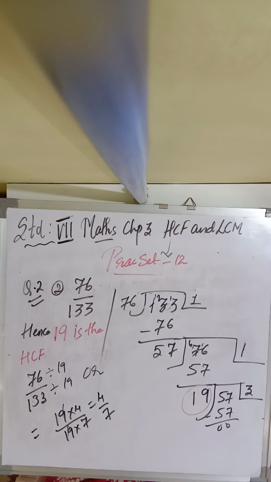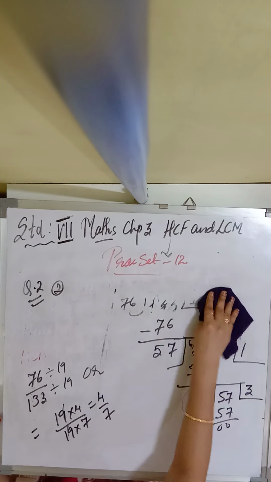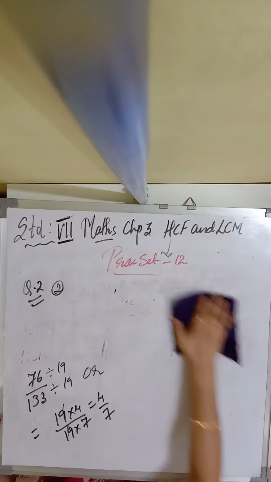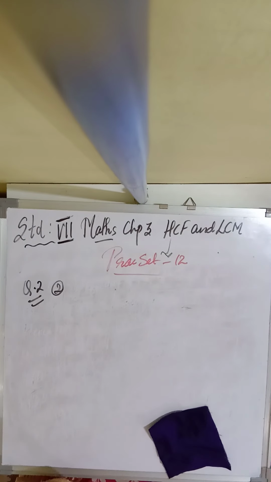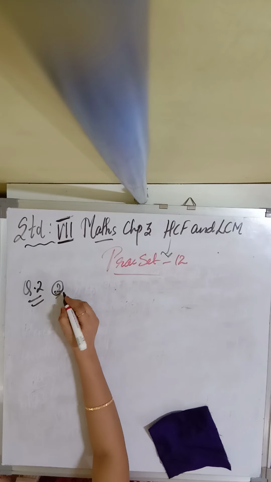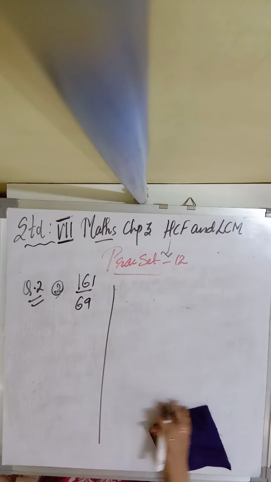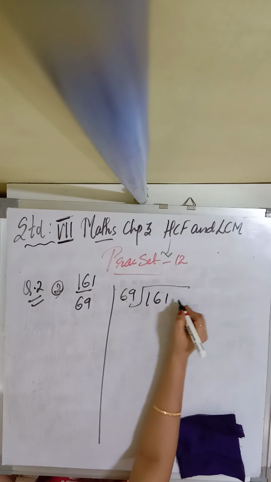Now copy this. Now let's move to the last question, that is the last, third one, and it is 161 upon 69, children. So 69 is your divisor, 161.